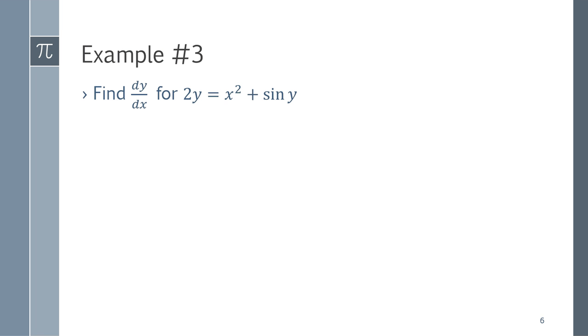So again, I'm noting x is my independent variable, so anything that's not x is going to require the chain rule on it. So the derivative of 2y is 2, but that's not an x, so I need dy/dx. Equal sign, derivative of x squared is 2x, don't need chain rule, plus derivative of sine of y would be the cosine of y, but y isn't an x, so I need to do times dy/dx.